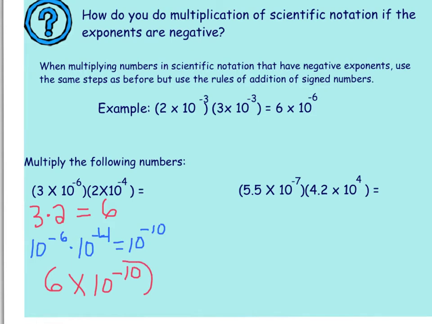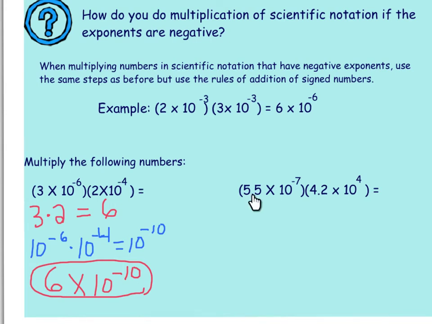I know that I've always said negative exponents are not allowed in your answer. The one exception is scientific notation. It is totally right and okay to have a negative exponent in scientific notation. In fact, you need to leave it like this. There's no flipping in scientific notation. So leave it just like this, good to go.